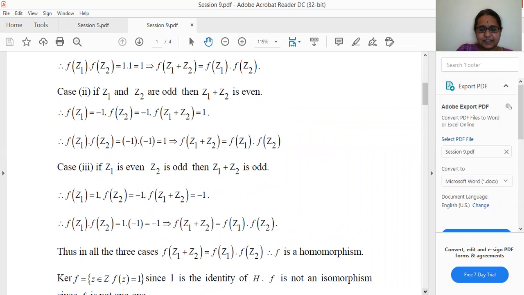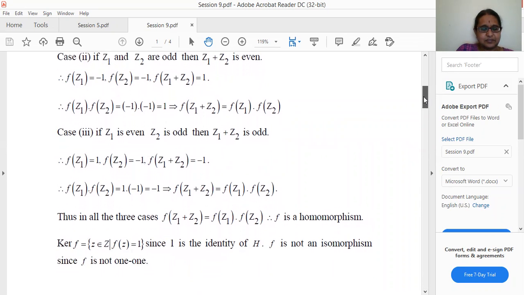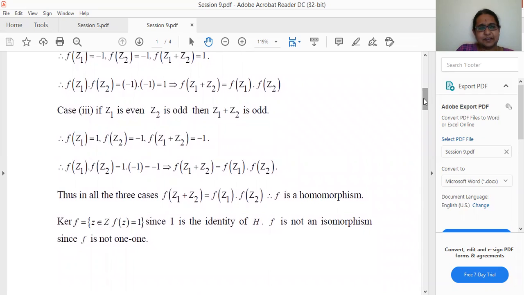Next we have to check whether this is an isomorphism. To check whether it is an isomorphism, first we have to check whether it is 1 to 1 and onto. If at least one is not satisfied, then it is not a bijection and not an isomorphism. So now we shall check for 1 to 1. Consider two elements Z1, Z2.